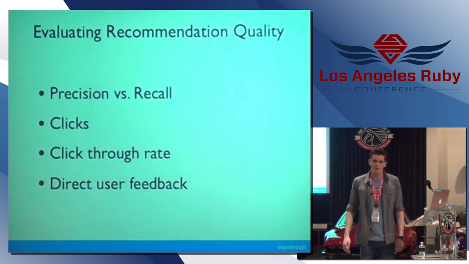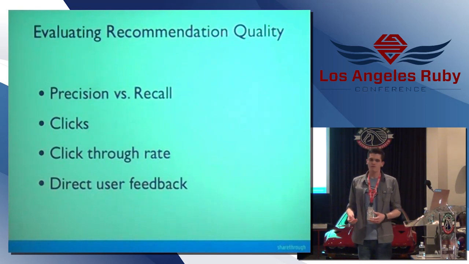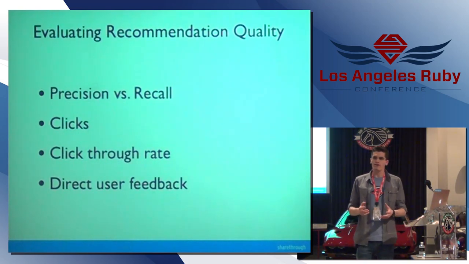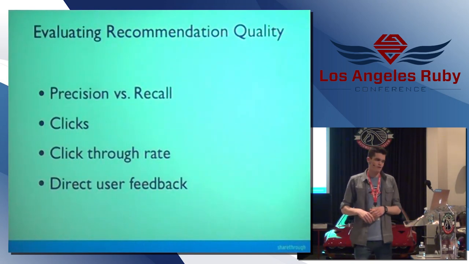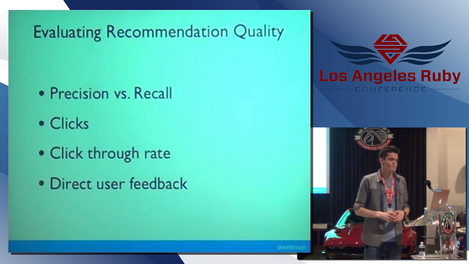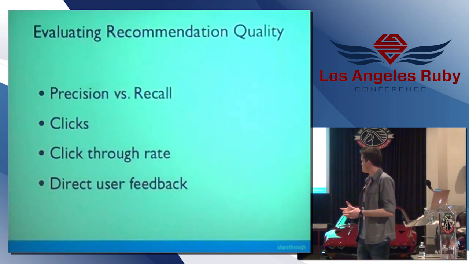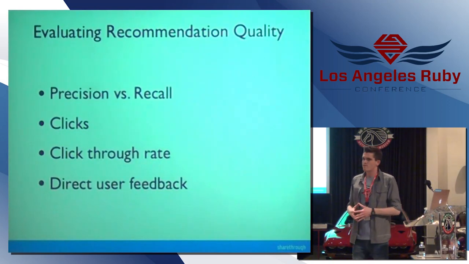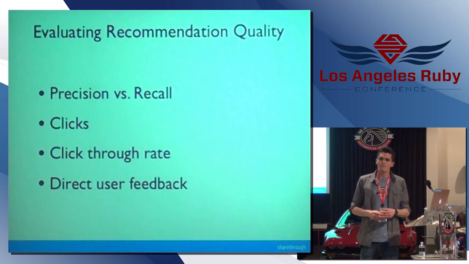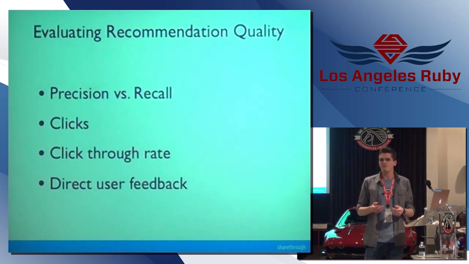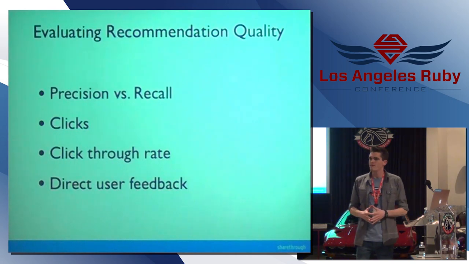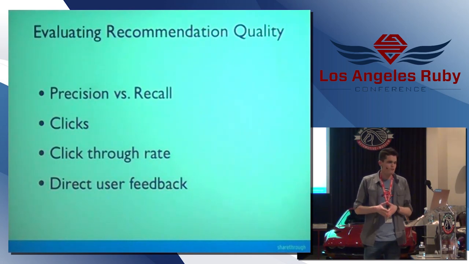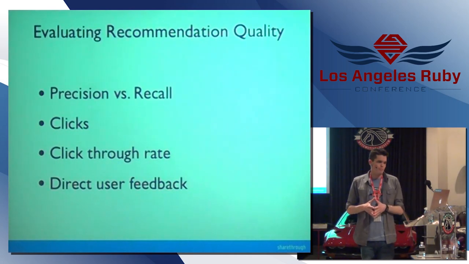So now that we've talked about how we build them and the different algorithms you have to choose from, the question is, how do we evaluate the quality of a recommendation so that we can decide if we want to pick algorithm A or algorithm B? Now, there are a couple ways you can do that. The first one is called precision versus recall. This is the way that most books will describe two different algorithms, and it's the way most academic papers will describe them. It's kind of considered the more mathematical way of evaluating recommendations.